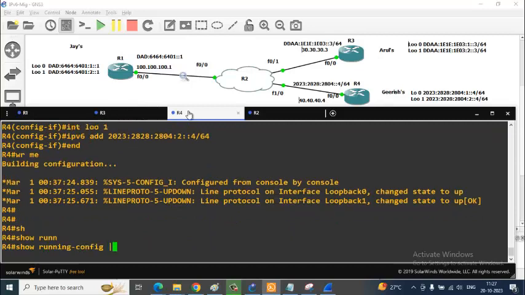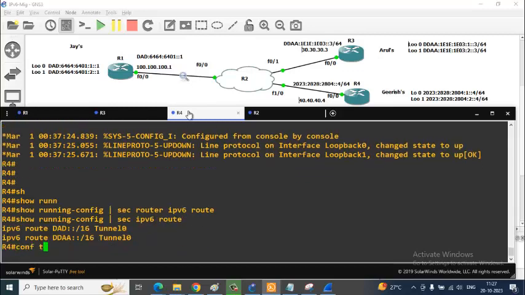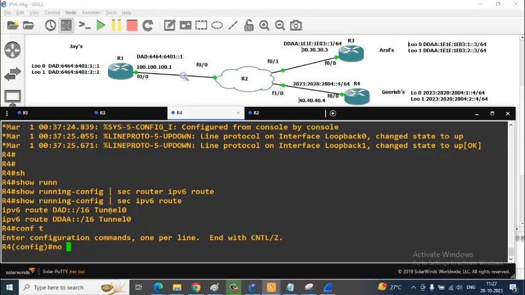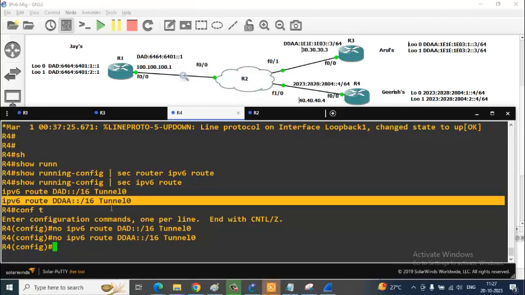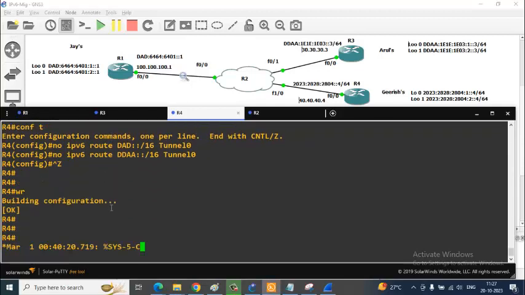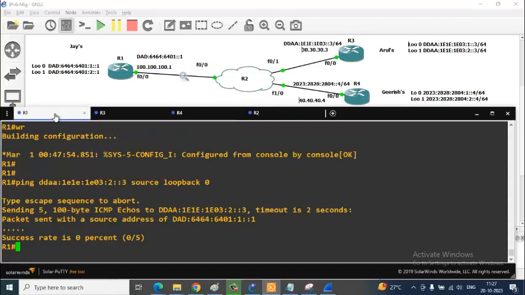Arun, do you follow? No, this one. No, this one. Okay. Now the ping is not going to happen because we don't have a default route. Our plan is to enable a routing protocol.